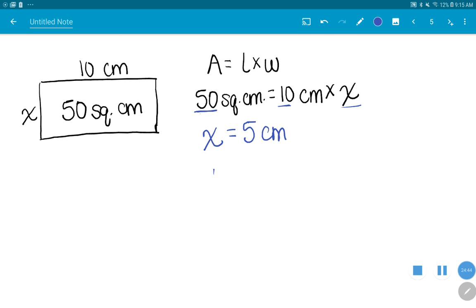If I substitute that in, I can check my work. Area equals length, which we know is 10, times the width, which we think is 5. 10 times 5 equals 50. So that checks out. We have an area of 50 square centimeters.